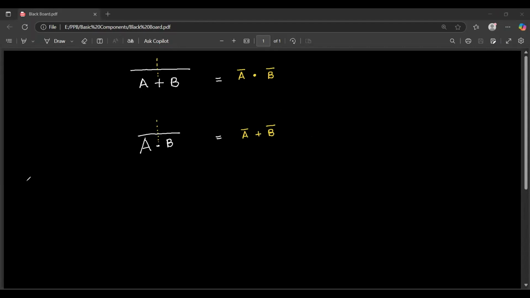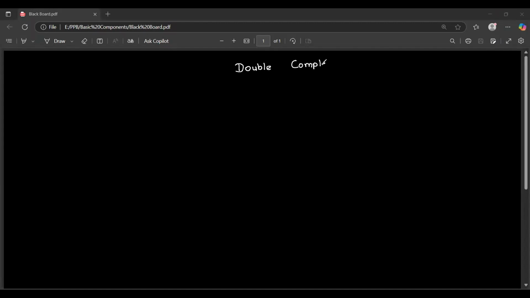That's it. Now we are going to talk about the double complement law, or double inverse law. The name itself is self-explanatory. What if we have a double bar? Let's say we have A double bar. What will the output be? This is equal to A. That's all. I don't even have to draw that, but I will.